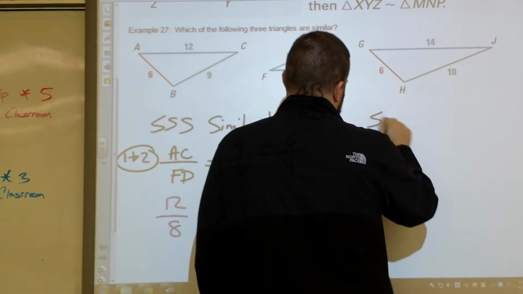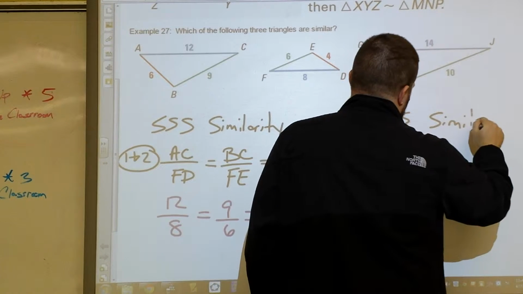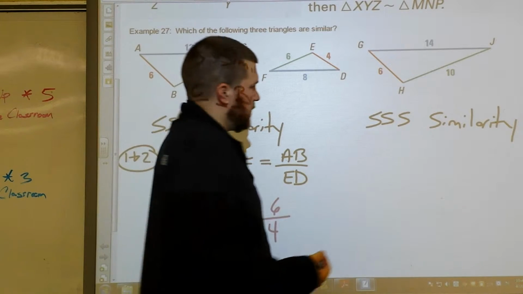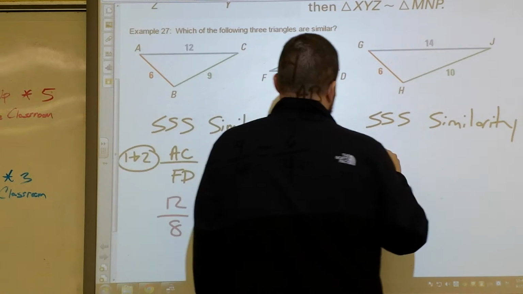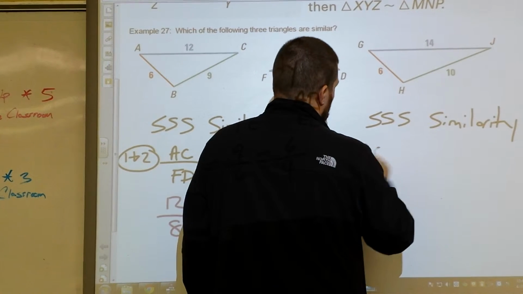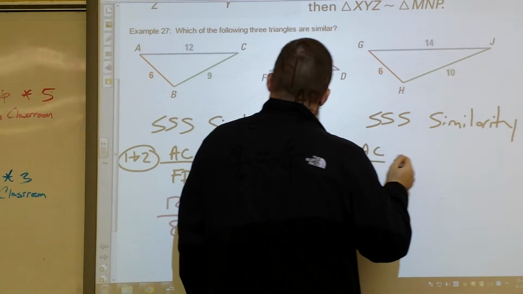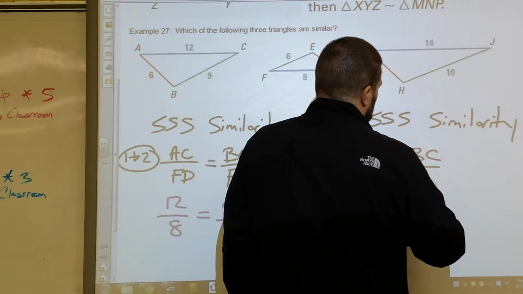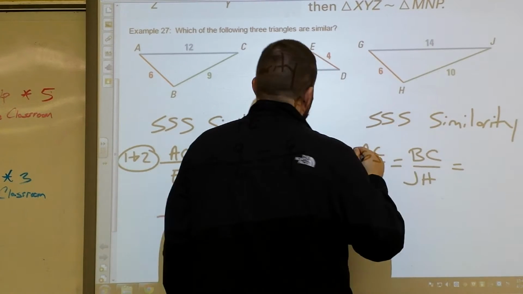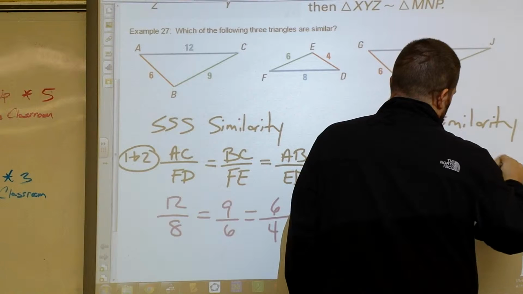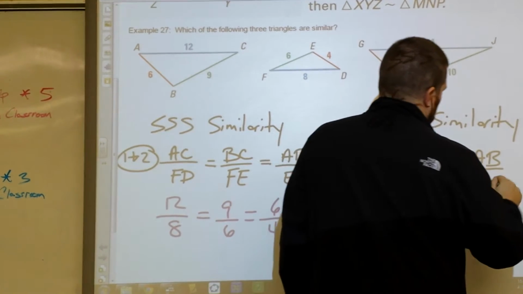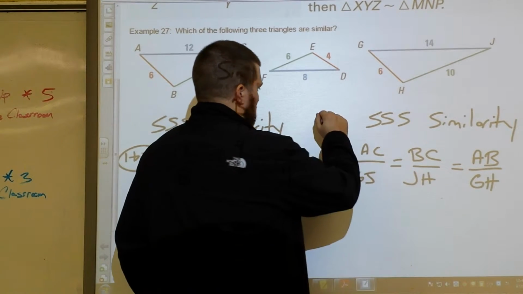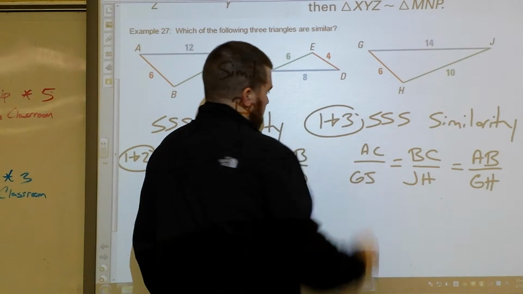I'm going to try side-side-side similarity again, and the reason I'm using it is because I don't have any angles. Blue goes with blue, so AC over GJ is equal to green over green, BC over JH, and that's supposed to be equal to red over red, AB over GH. Notice I've got the first triangle on top and the third triangle on bottom, so I'm comparing the first and third triangles here.